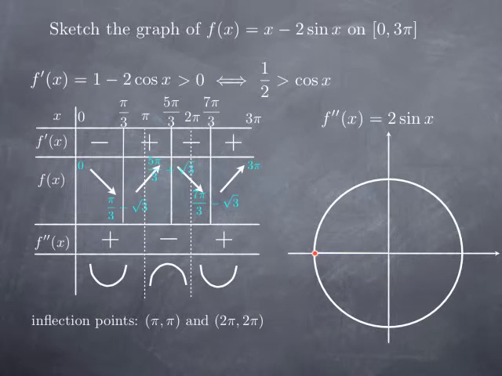Note that we have two changes of concavity at points on the graph, namely at x equal pi and x equal 2 pi. If we plug these values inside the function, at pi we get pi, at 2 pi we get 2 pi. So these two inflection points give us two more intersection points with the diagonal y equal x.